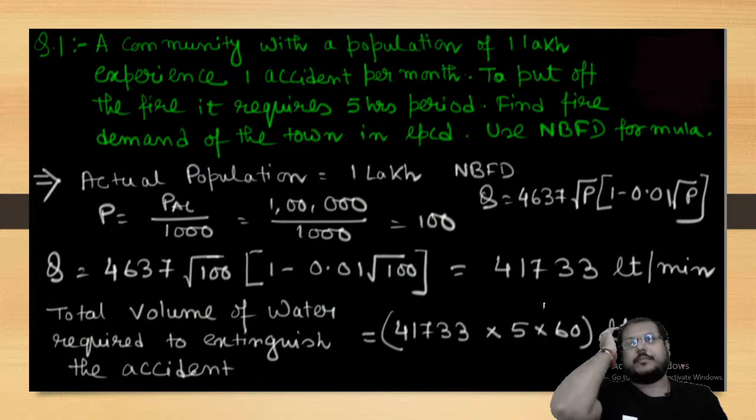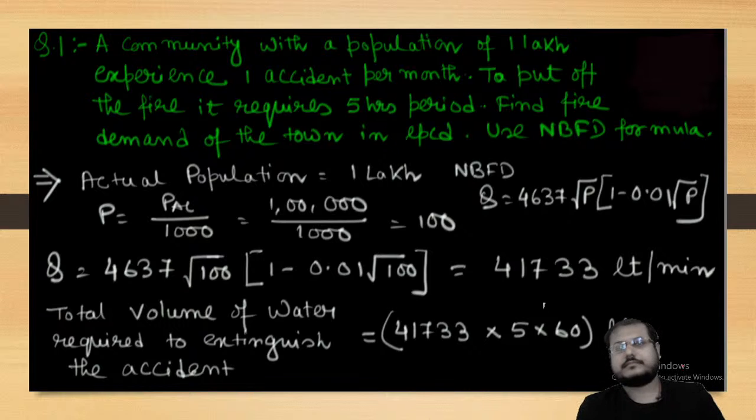A community with a population of 1 lakh experiences one accident per month. To put out the fire, it requires a 5 hour period. Find the fire demand of the town in LPCD. Use the NBFU formula.